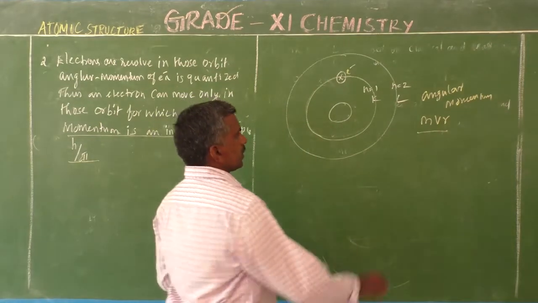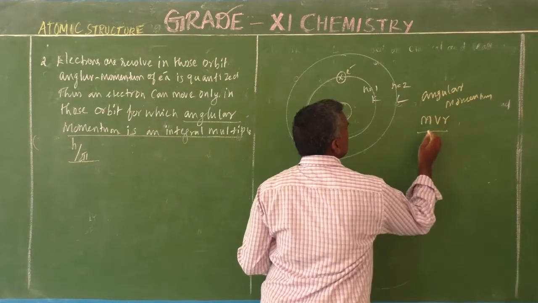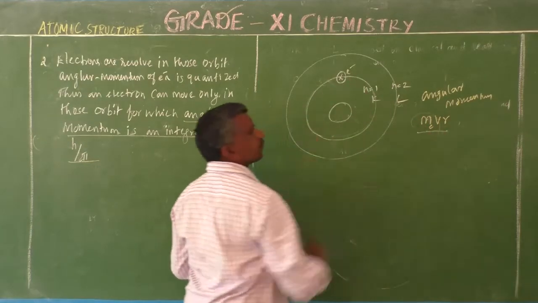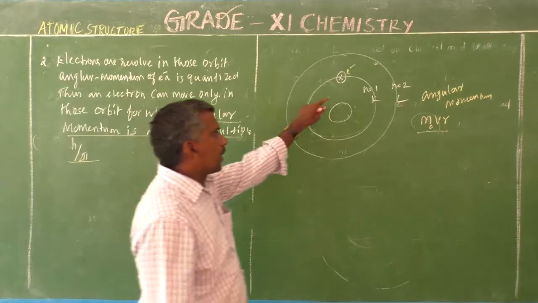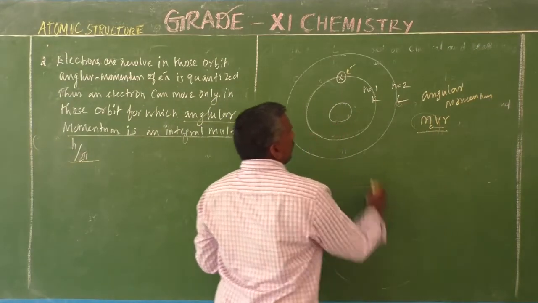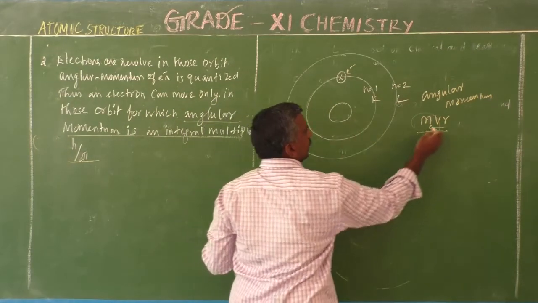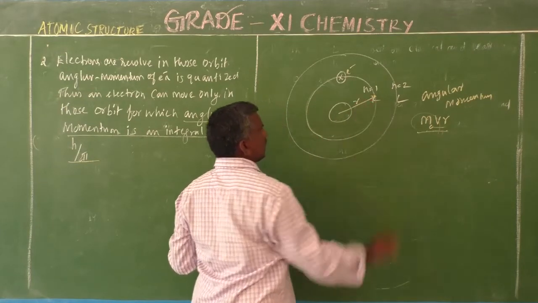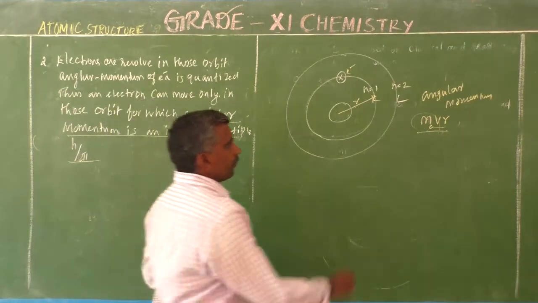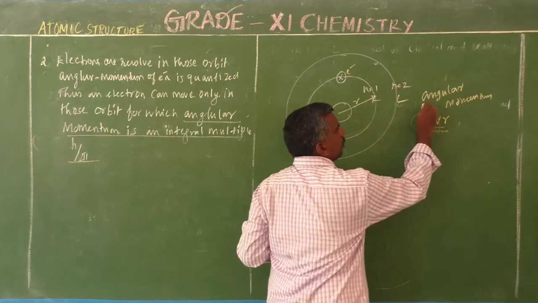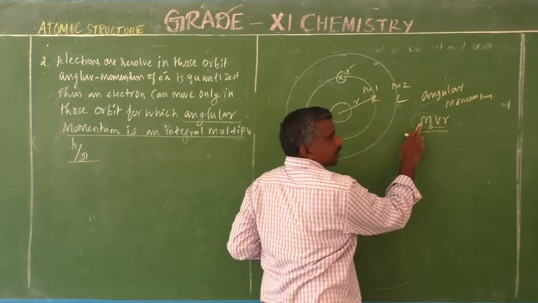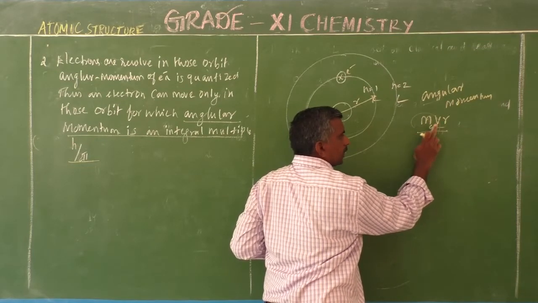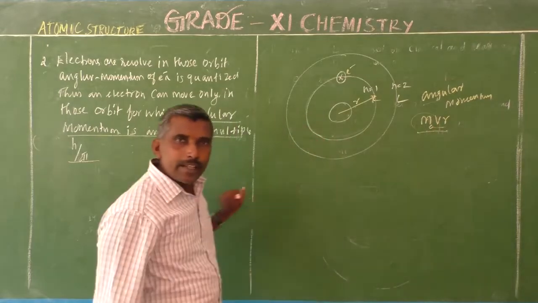MVR. Here m is the mass of the electron, v is the velocity or speed of the electron, and r is the radius. So mvr is the angular momentum of the electron: mass of electron, velocity of electron, radius of the orbit.